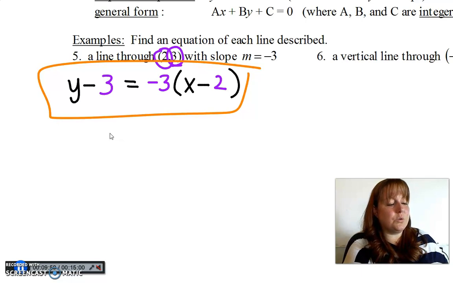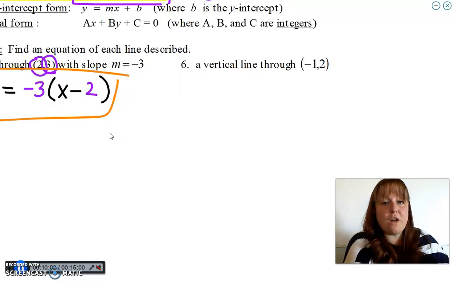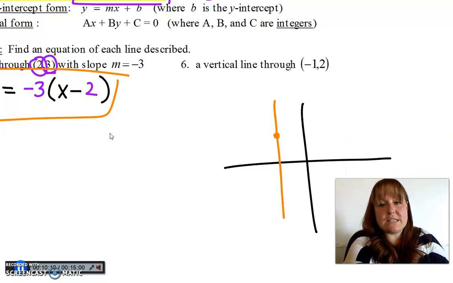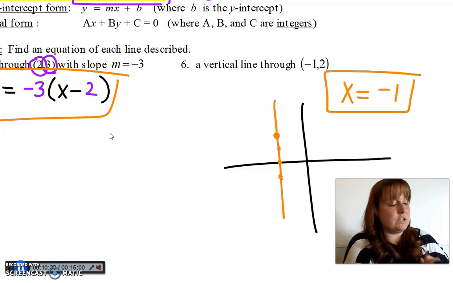Okay? A vertical line through the point negative 1, 2. Well, a vertical line is going to have an undefined slope, right? So we have to think about this. What does that mean? Vertical line through the point negative 1, 2. So it goes through this point right here. So is this a y equals something, or is this x equals something? Well, x is always equal to negative 1, right? Because it's vertical. The y changes, right? Y can be 0, y can be 1, y can be 2, y can be 3, y can be negative 1. But the x doesn't change. So this means x is always equal to negative 1, so it's just x equals negative 1.